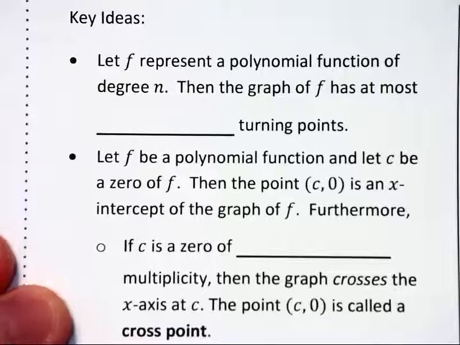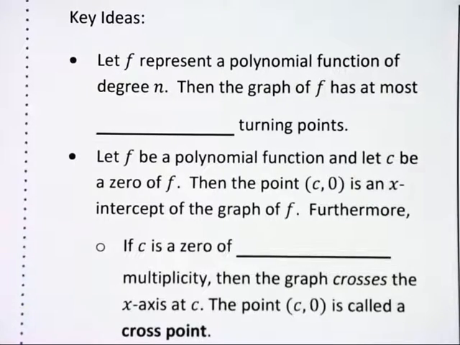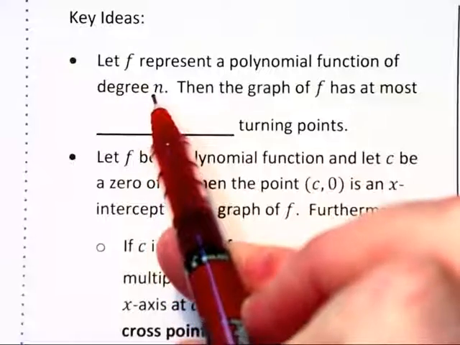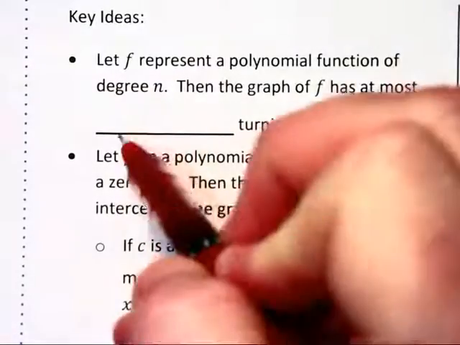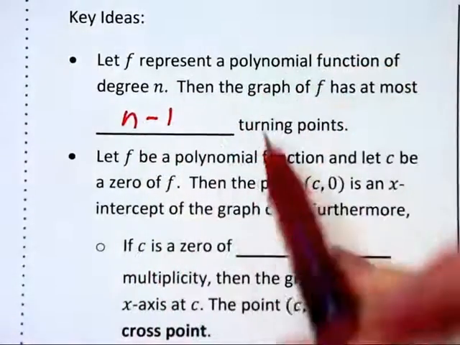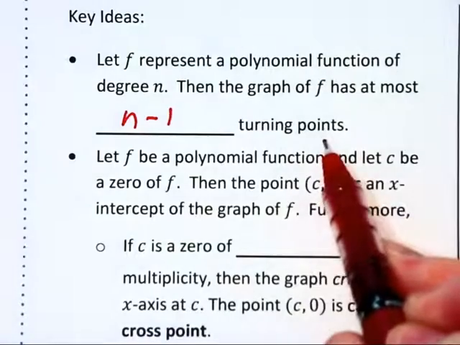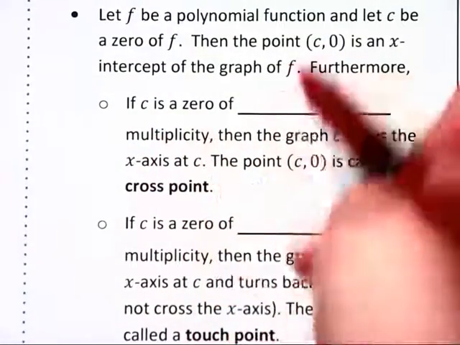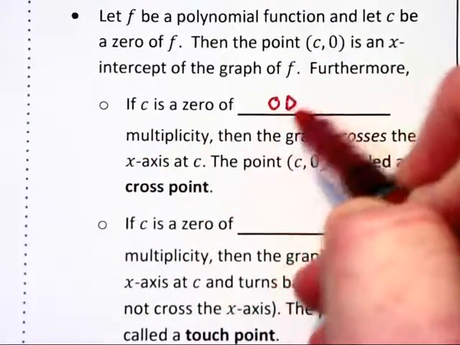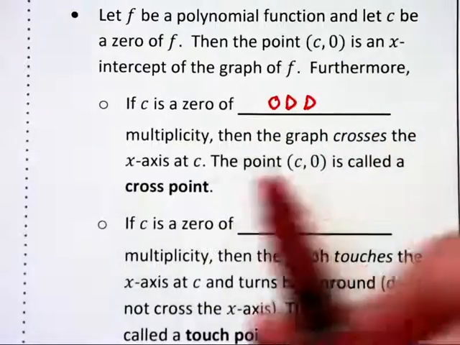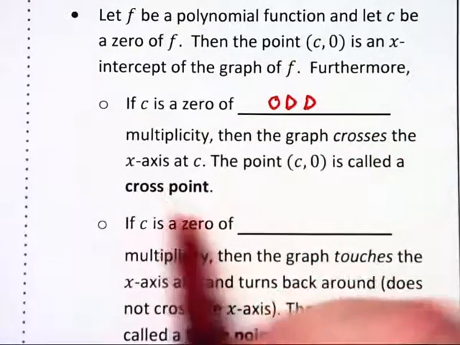Okay, we have some key ideas here. If we have a function of degree n, then the function has at most n minus 1 turning points or vertices. If c is a zero of odd multiplicity, then the graph crosses the x-axis at c.